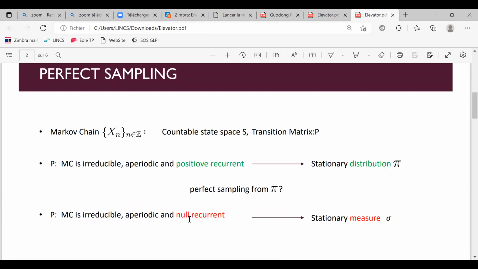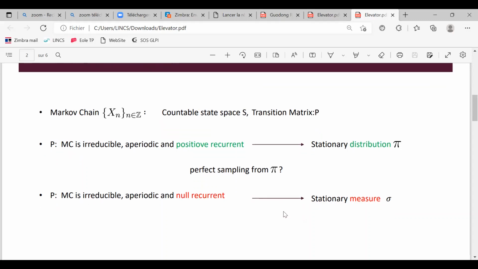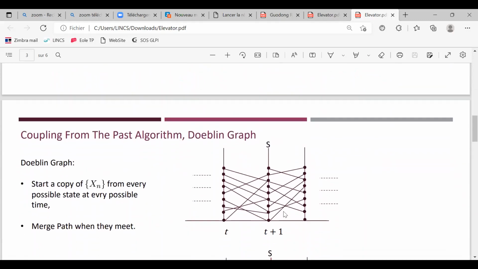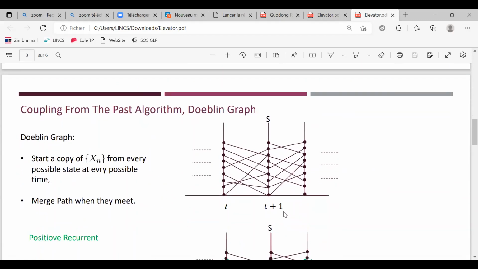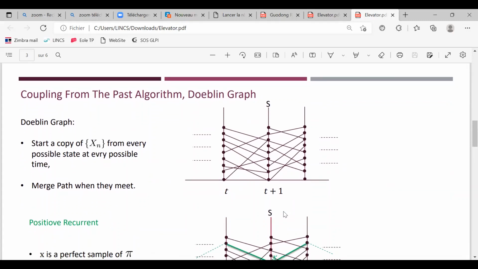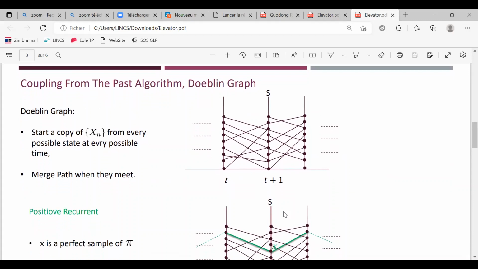In the case that we don't have a positive recurrent Markov chain and we have a null-recurrent Markov chain, this stationary distribution doesn't exist. Instead, we have a stationary measure sigma, which is not a distribution in the sense that it is not finite. In the case that the Markov chain is positive recurrent, we can talk about perfect sampling, as I said. One of the algorithms that gives a perfect sample in this case is the coupling from the past algorithm.